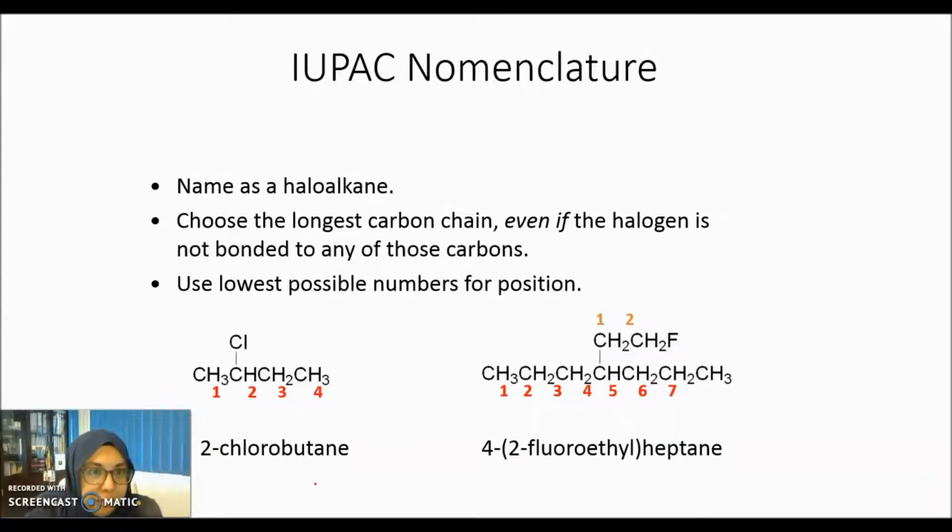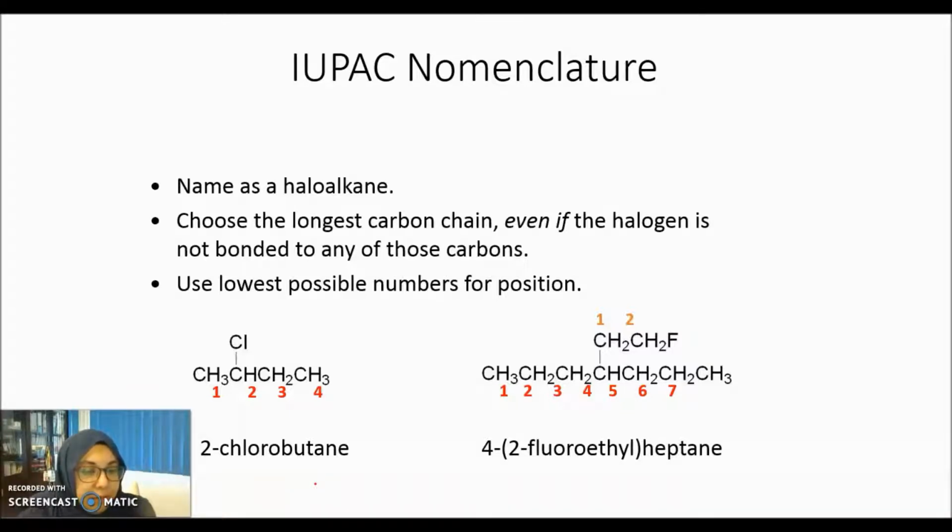Now, IUPAC nomenclature. This is a very important and crucial part of alkyl halide for the naming. The alkyl halide sits below alkane in terms of priority. Therefore, they will be named as haloalkane. Now, the principle is the same as alkane naming. You choose the longest carbon chain, even if the halogen is not bonded to any of those carbons. Then use the lowest possible number for the position.